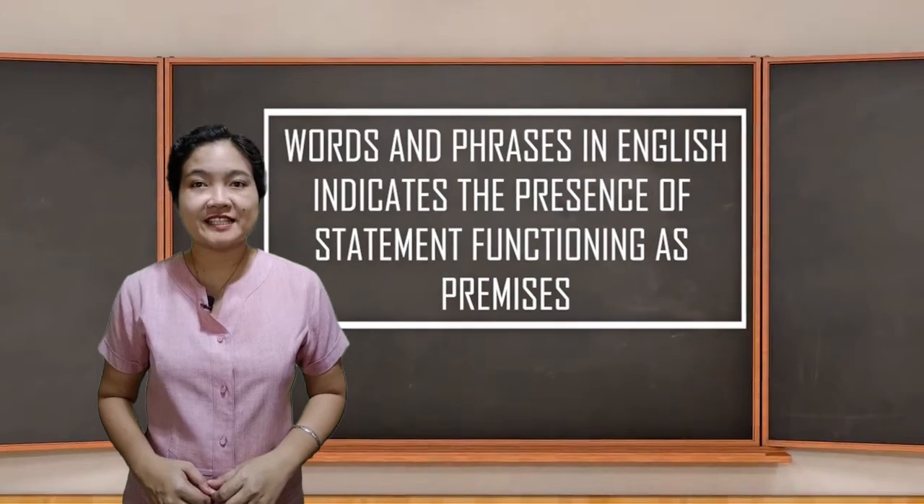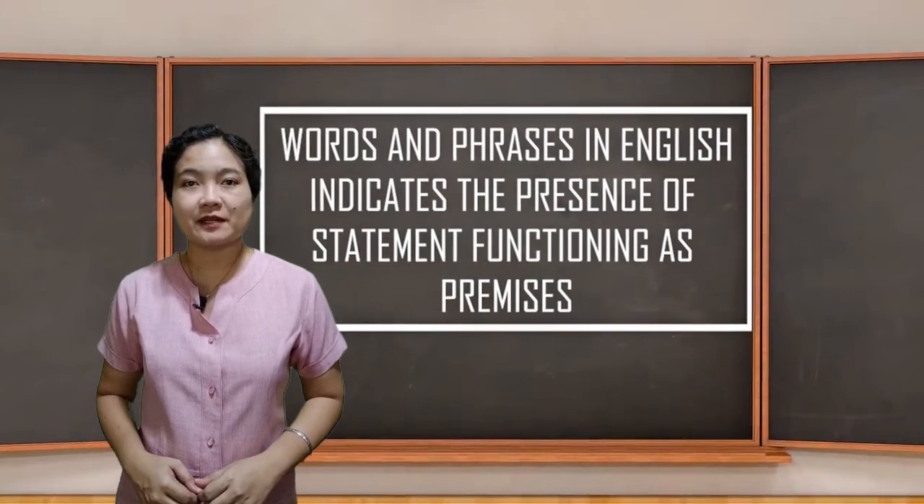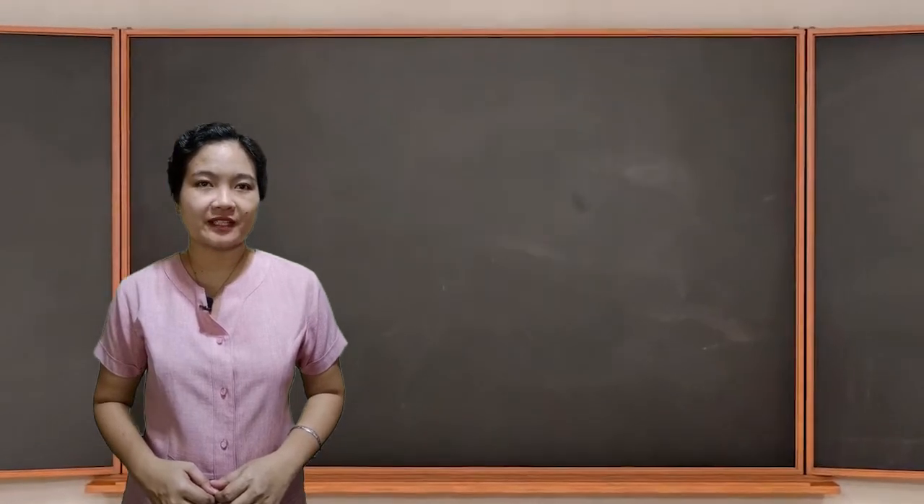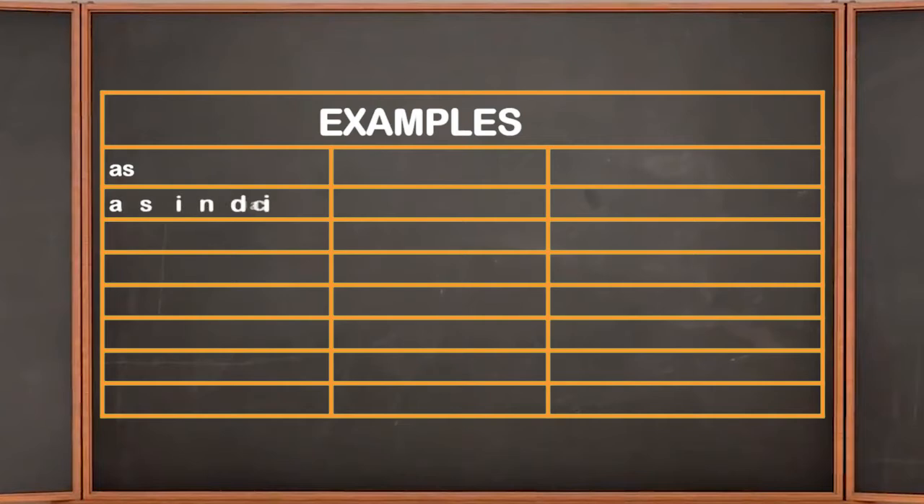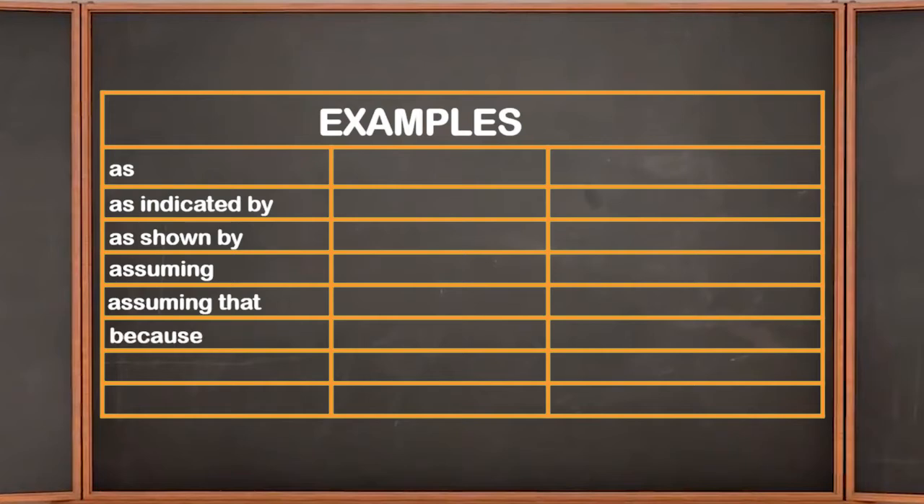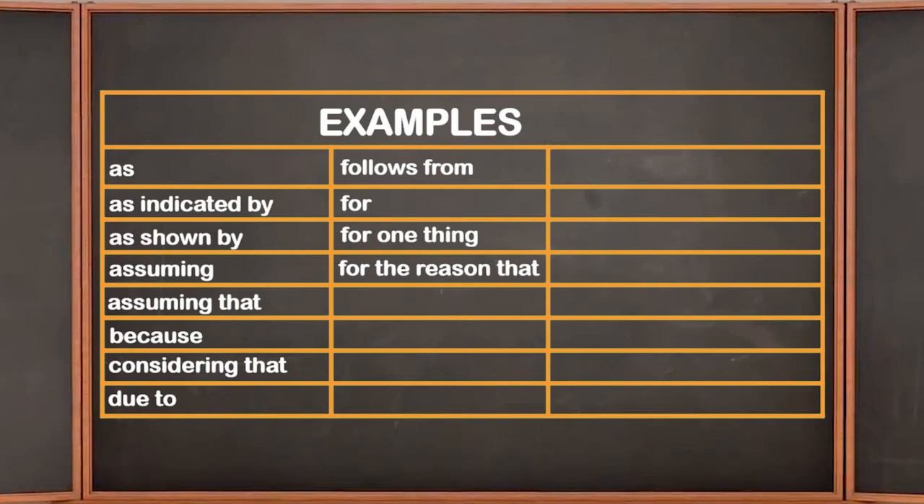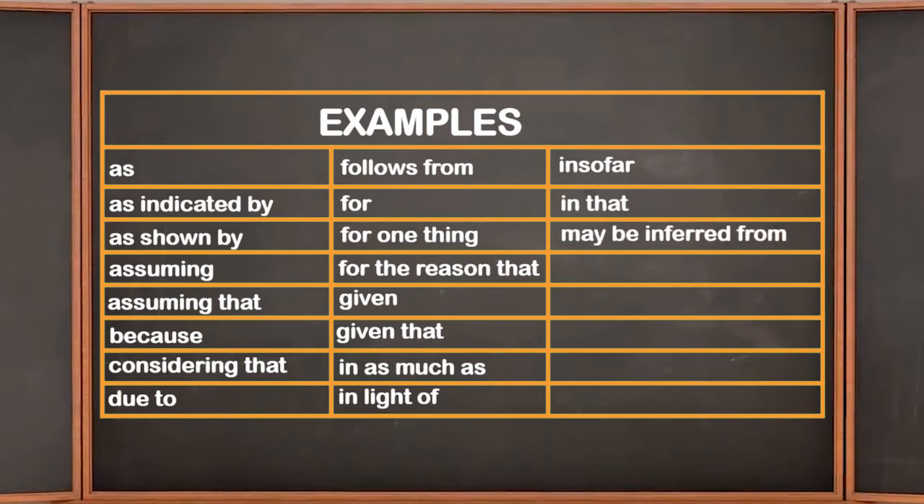Some common words and phrases in English that indicate the presence of statements functioning as premises are the following: as indicated by, as shown by, assuming that, because, considering that, due to, follows from, for one thing, for the reason that, given that, inasmuch as, in light of, insofar, in that, may be inferred from, on the assumption that, owing to, seeing that, since, and whereas.